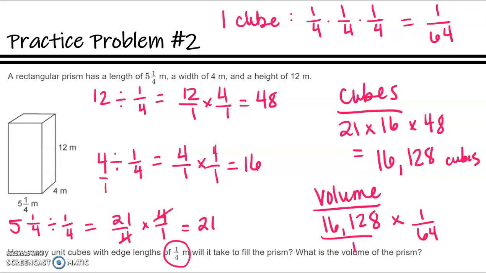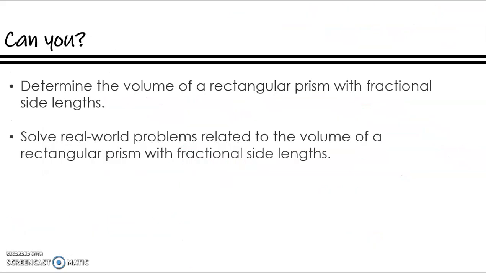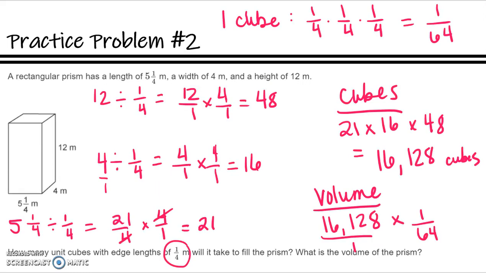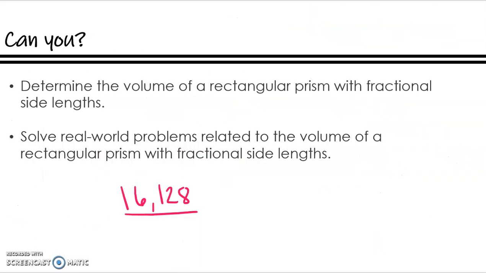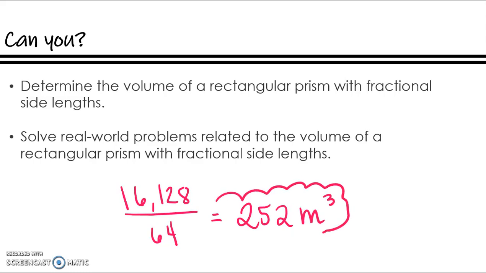and I ran out of space, so I'm going to actually go to the next slide and finish this. So 16,128 times 1 is the same. 1 times 64 is just 64, so I'm dividing these. And that is going to give me 252, and it was m cubed. And that will be my volume.